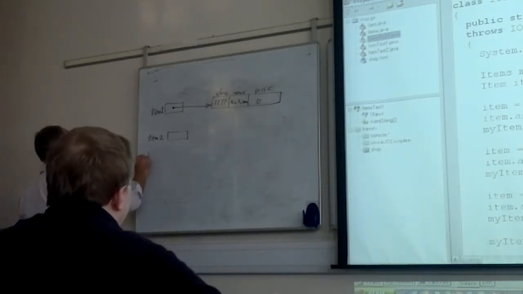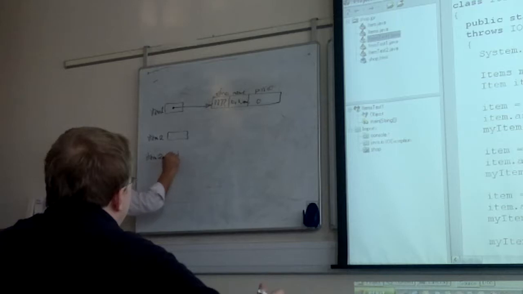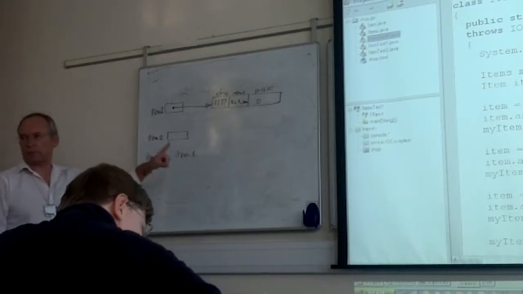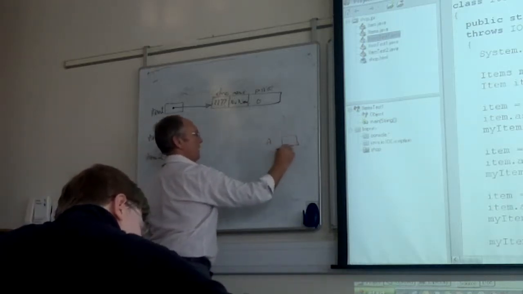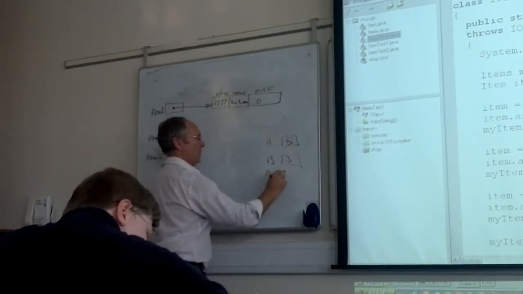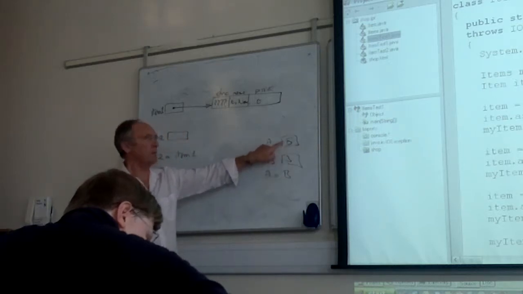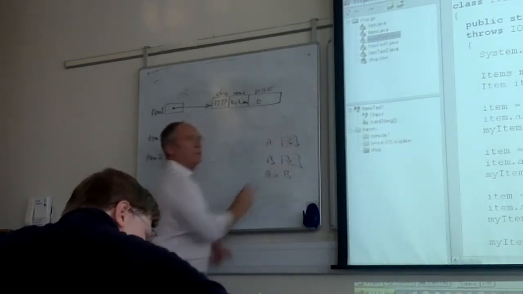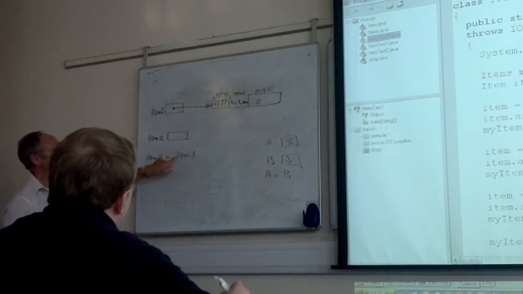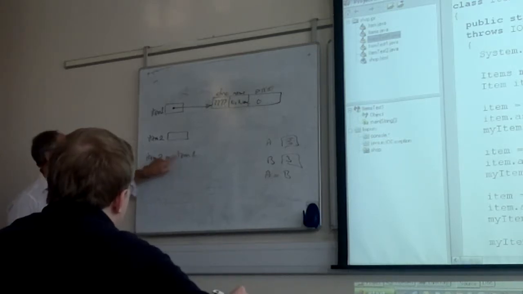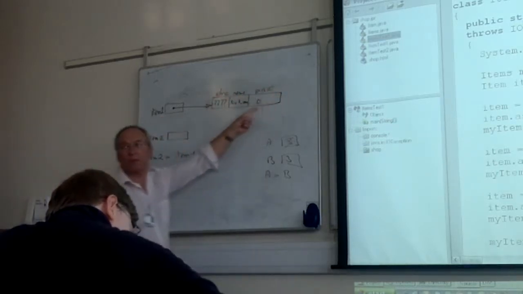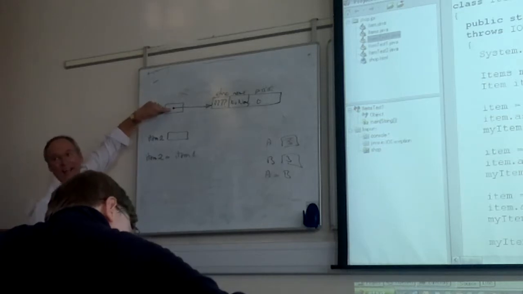If I now say item 2 becomes equal to item 1, it does exactly what Visual Basic would have done. For A and B, that's got 5 in it, and that's got 3 in it, and I'll say A becomes equal to B. It takes the contents of B and places it into there. 3. If I say item 2 becomes equal to item 1, it takes the contents of item 1 and places it into there. What's the contents of item 1? It's not that. The contents of item 1 is that.